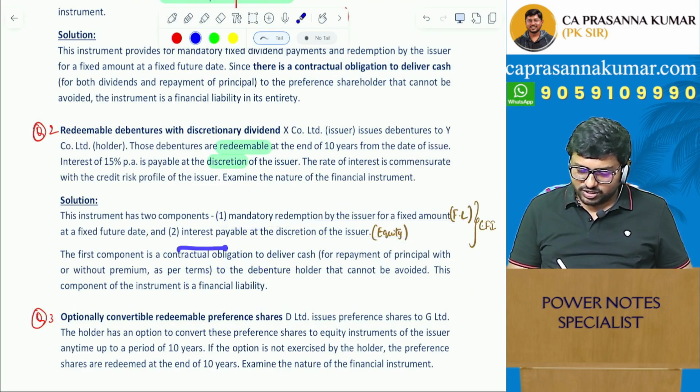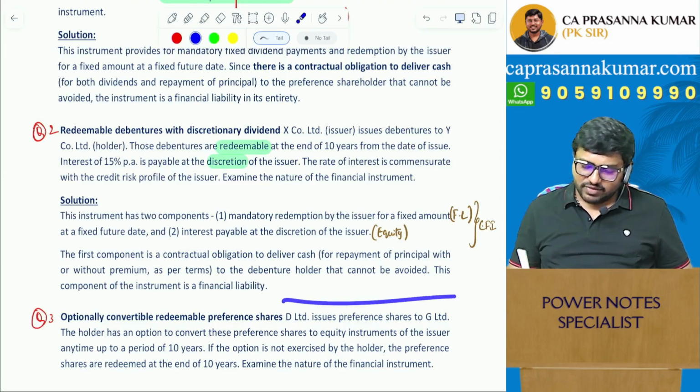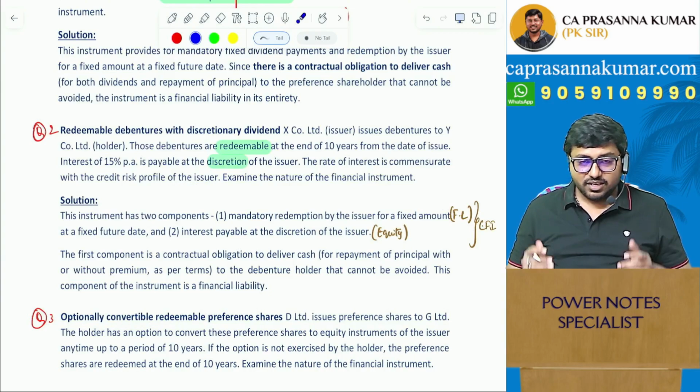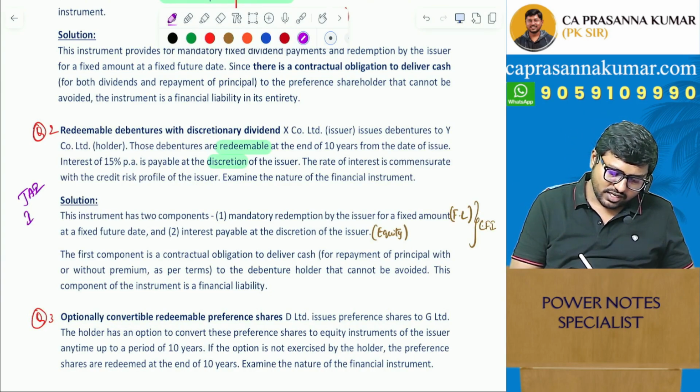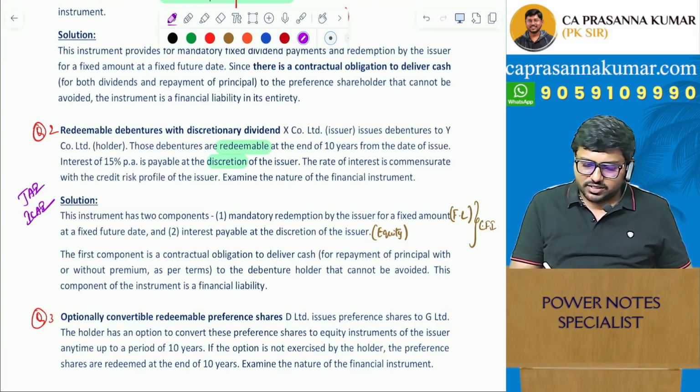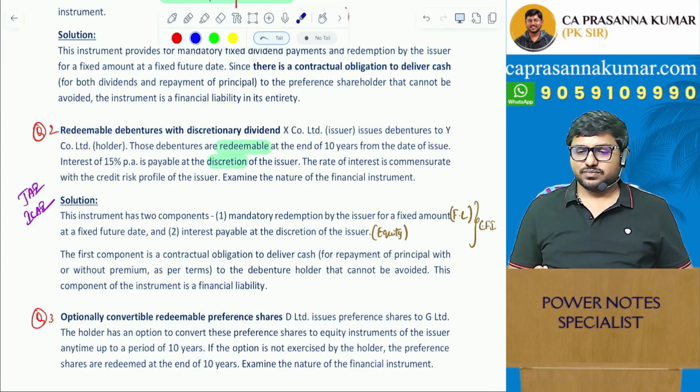What about the interest part? There you don't have any mandatory cash payment, so that becomes equity. Totally, the instrument becomes a compound financial instrument. This is the problem with your ICA. Again, this is an ICA scenario. All right, are we done with this?